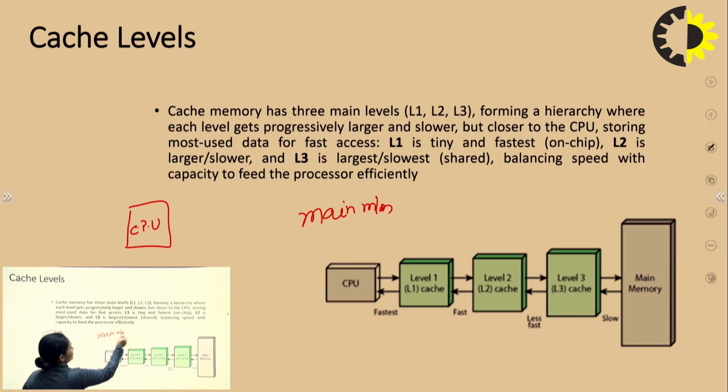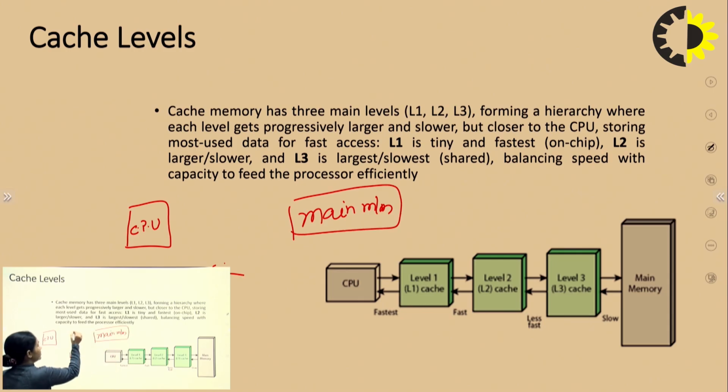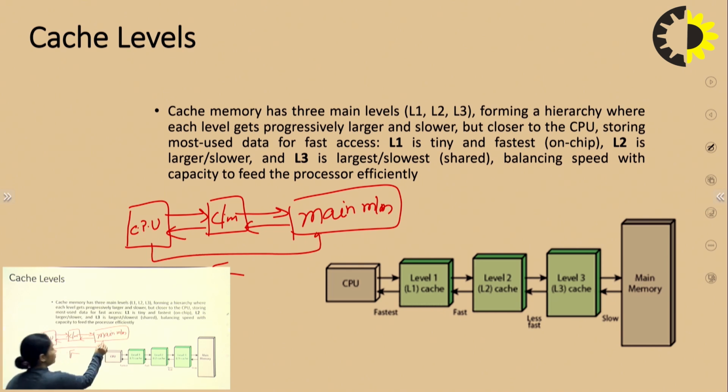Okay, and in between there will be the cache memory. It is being called, and if the data is not placed in the cache memory, it goes to the direct memory. So what happens? This is the cache memory.